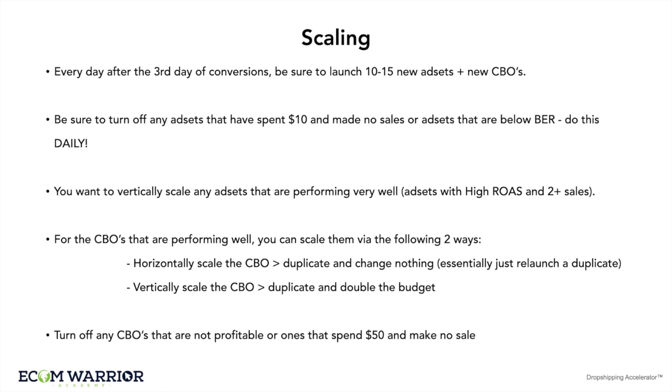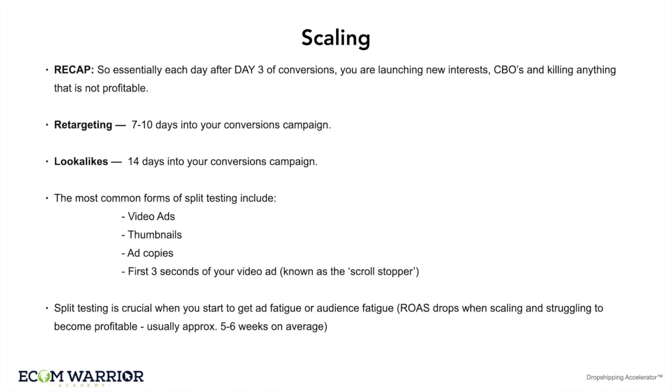Now to do this, again, just duplicate and double the budget, very similar to the regular sales campaign ad sets. Now you want to turn off any CBOs that are not profitable or ones that spend $50 and make no sales, as I mentioned previously. So if the CBO spent a full $50 and there's no sales, turn it off and launch a new CBO at a later date. I want to quickly give you guys a quick recap. So essentially, each day after day 3 of conversions, you are launching new interest CBOs and killing anything that is not profitable. So that's just a quick recap that you must know.